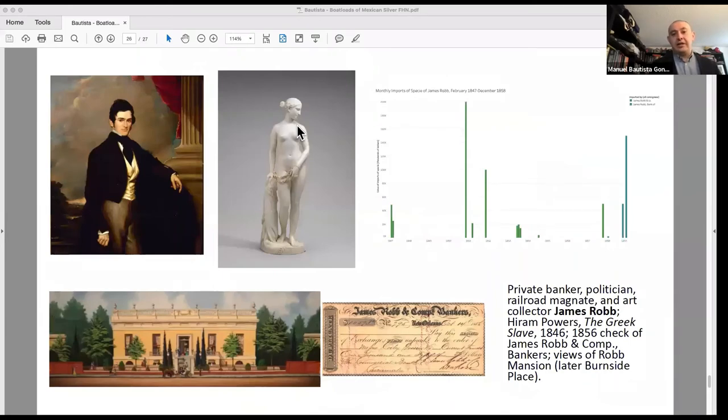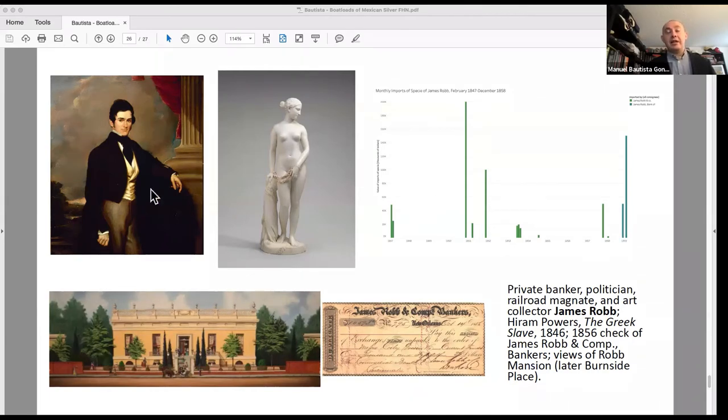Then another actor that I'm going to mention, who is one of the better known to US financial and business historians, is James Robb. James Robb is a private banker. Think of private banking at this period as the sort of shadow banking system that emerges once regulators in Louisiana think that these shadow banks can help provide financial services to the merchant community in the port. After the rather conservative 1840s, shadow banking in Louisiana sort of rises in the 1850s.